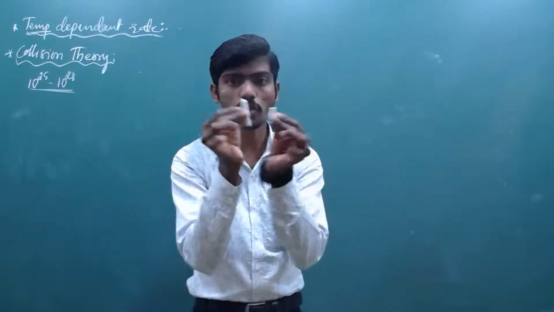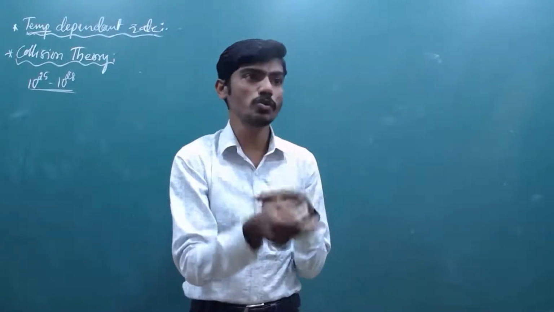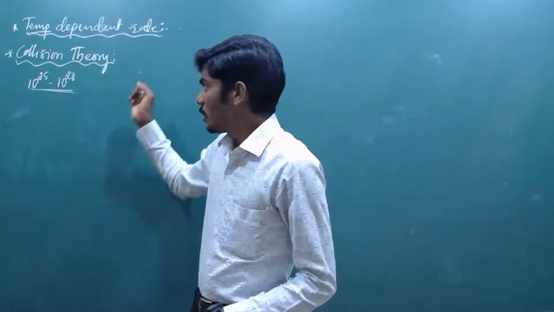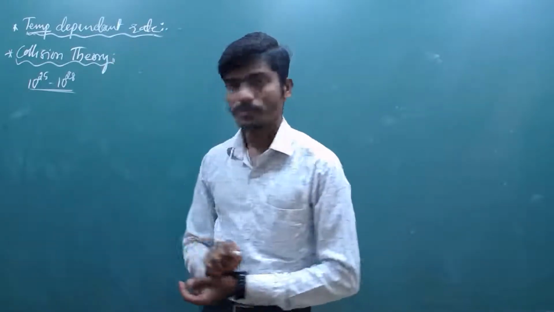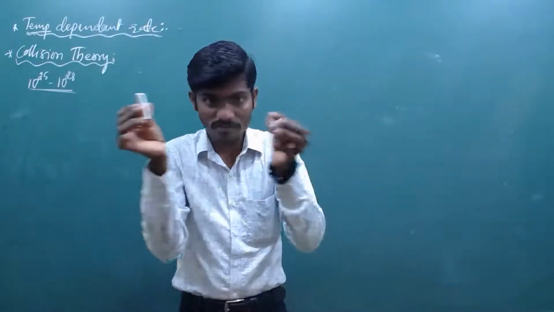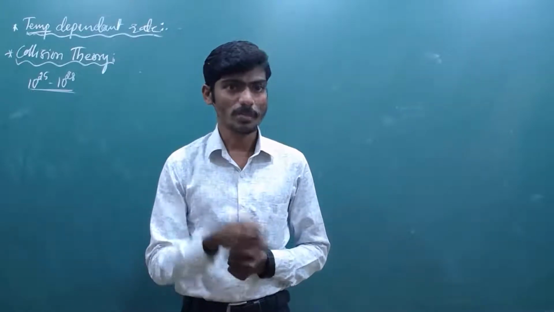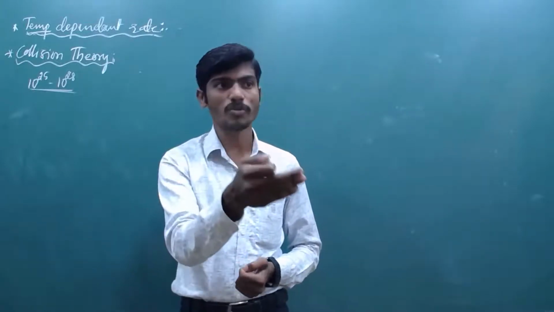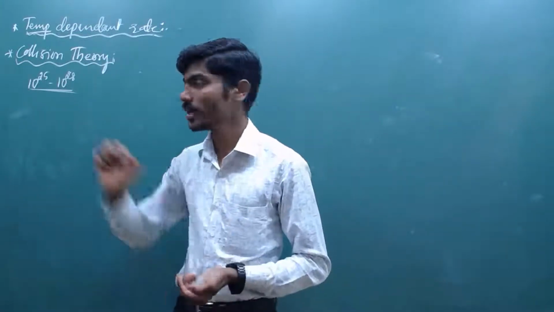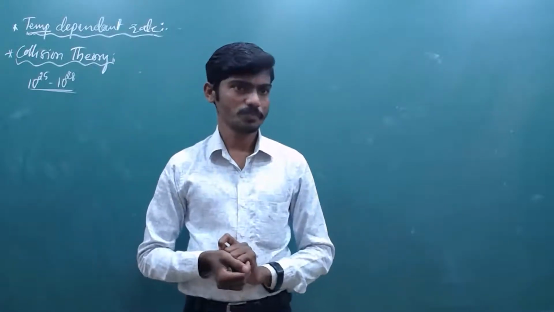That means those collisions are ineffective. If it is an effective collision, then it leads to the formation of product. So here we are going to define two terms. The formation of product depends upon the number of collisions and effective collisions. The number of collisions is called collision frequency, and effective collisions we will define in collision theory. First one, collision frequency.